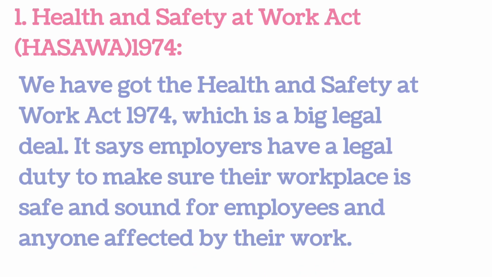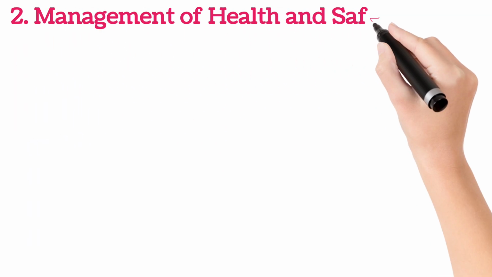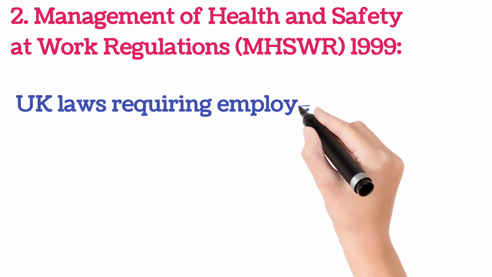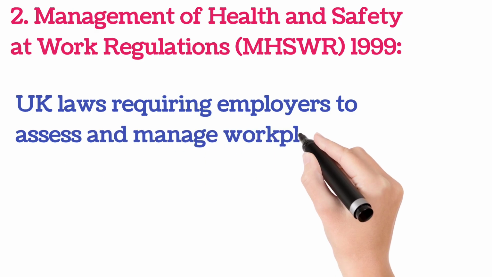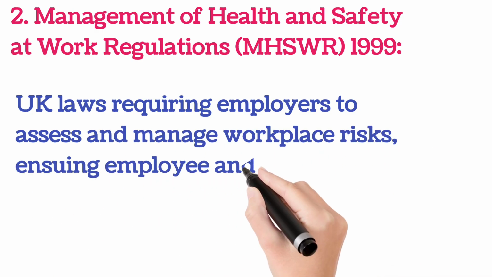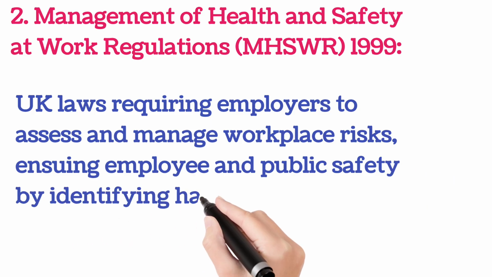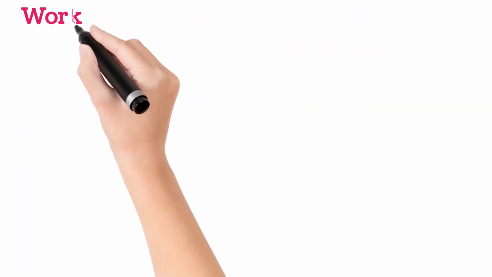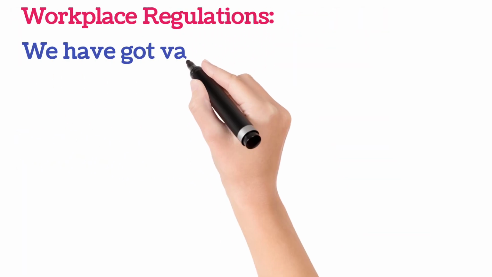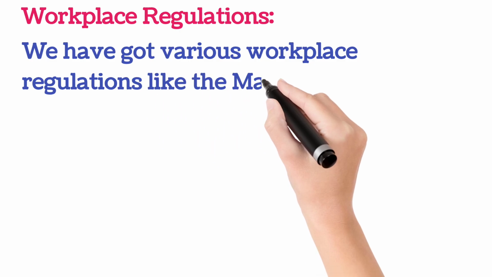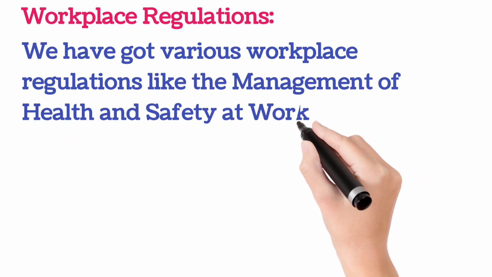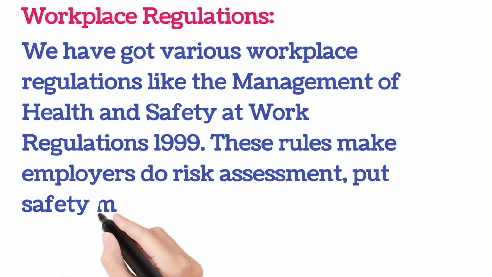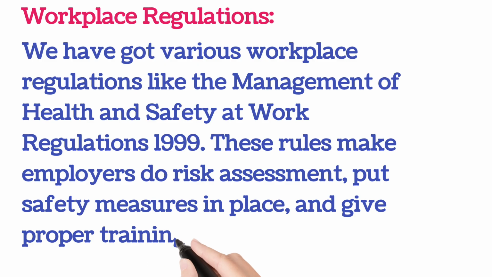Management of Health and Safety at Work Regulations, MHSWR, 1999. These are UK laws requiring employers to assess and manage workplace risks, ensuring employee and public safety by identifying hazards and implementing control measures. Workplace regulations: we have various workplace regulations, like the Management of Health and Safety at Work Regulations 1999. These rules make employers do risk assessments, put safety measures in place, and give proper training to keep everyone safe.